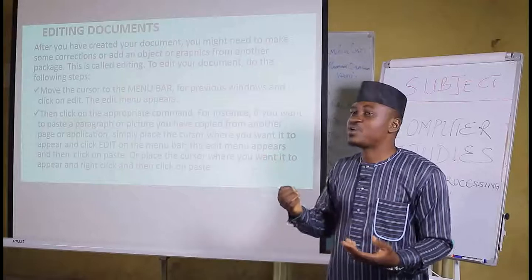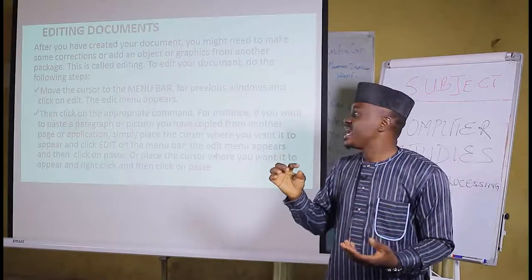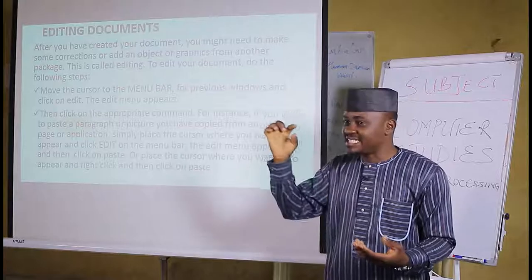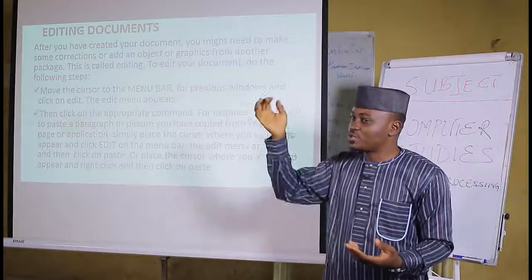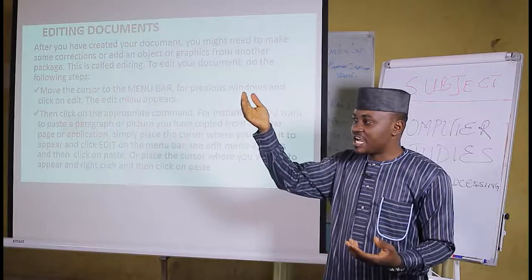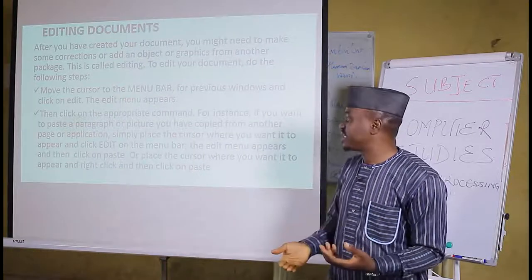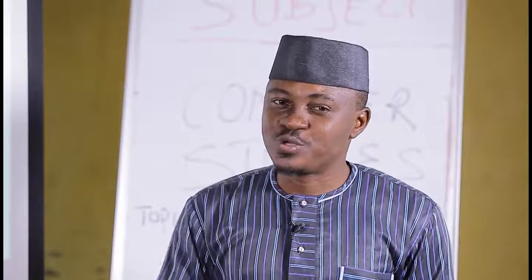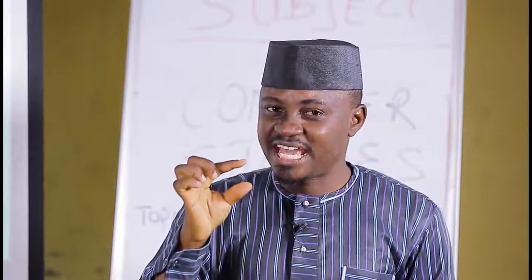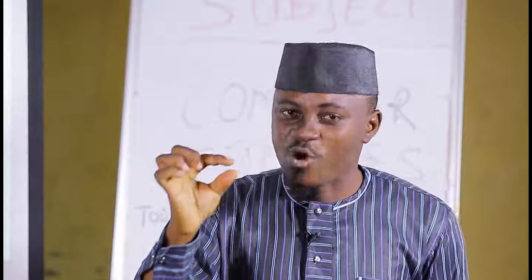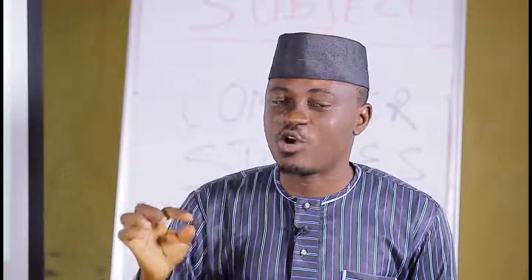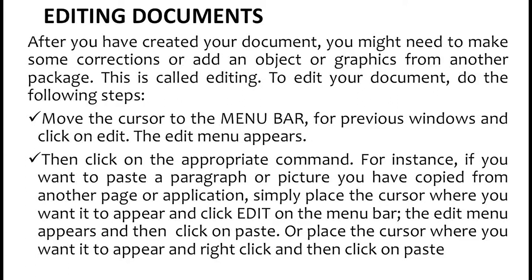You have to go to what we call the menu bar, and from the menu bar you have the edit functionality, which you're going to click on. Then it comes with a lot of options for you to pick. But for current Windows, we don't have the edit part on the menu bar. We just have lines of menus or functionalities to be used to do your editing. So either of the Windows you're using, you click on the appropriate command.